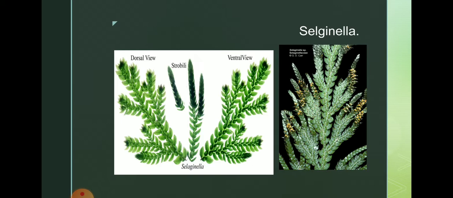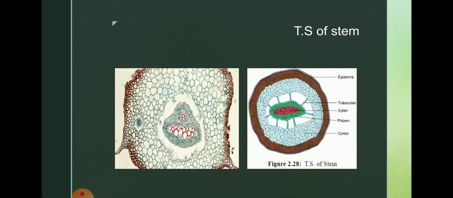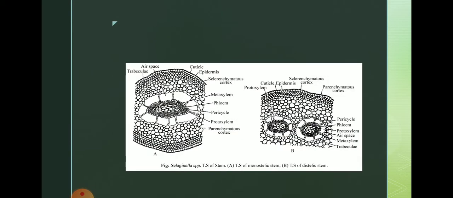Now we will discuss the features of the stem. This diagram shows what it consists of. The section is almost circular in outline. The tissue is differentiated into epidermis, cortex and stele. One major characteristic of the stem is that the pericycle is modified into trabeculae. Here you see the compartment known as trabecula, and trabeculae are a characteristic feature of Selaginella.